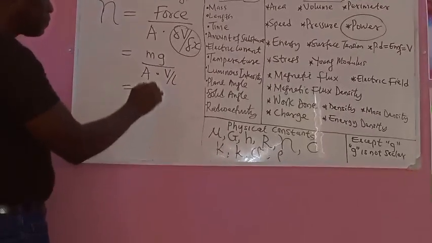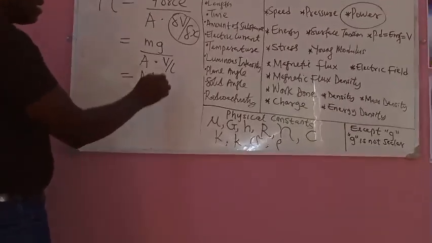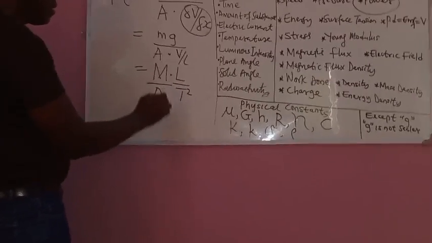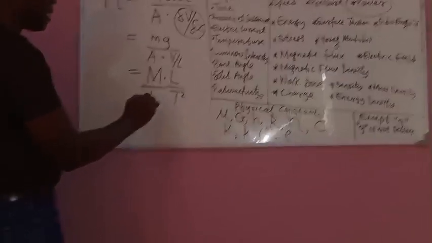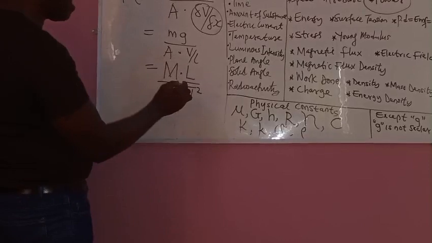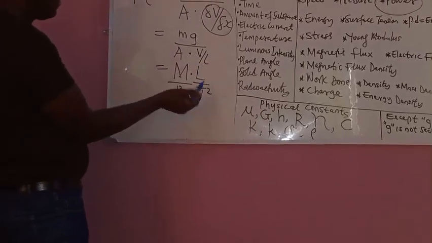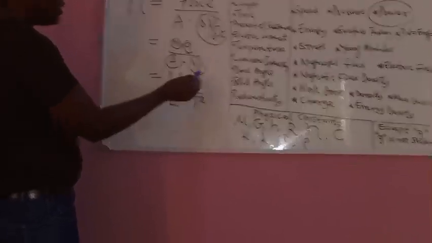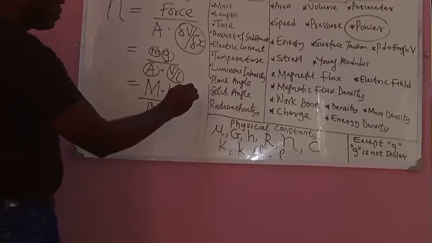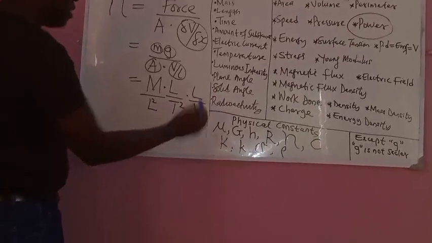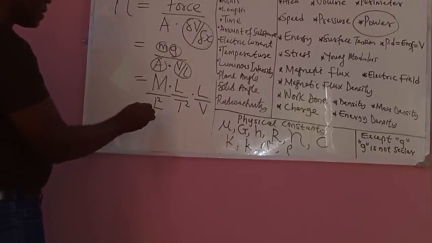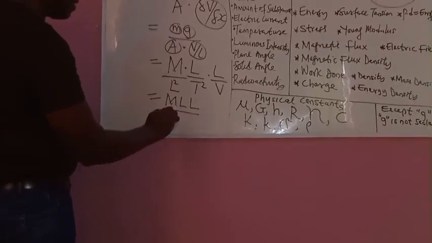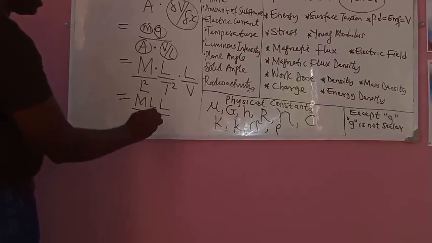Mass is capital letter M. This g is L over t squared. This area is A, that is L squared, which symbolizes area. Now, I have this here. Look at this. I've done this. It remains this. Now, this one, this L will go up. It will remain V, velocity. Okay, now let's break it further. This is M, this is L, divided by L squared dot T squared.